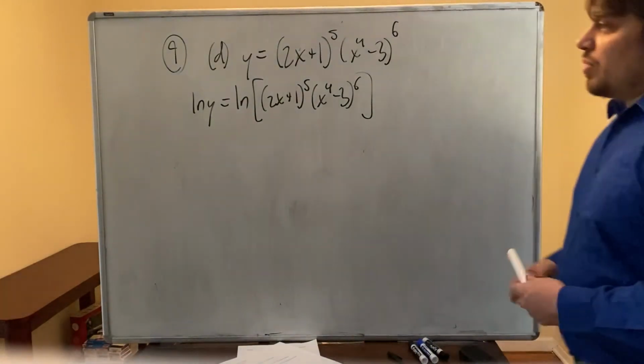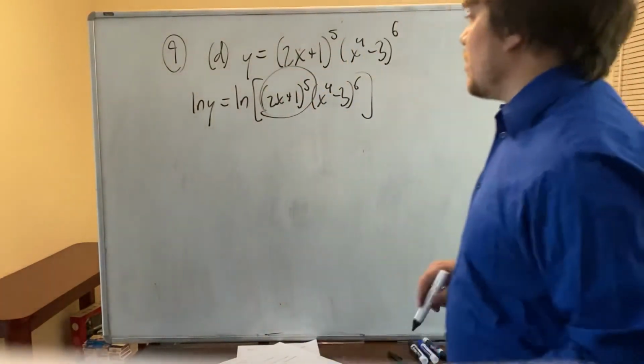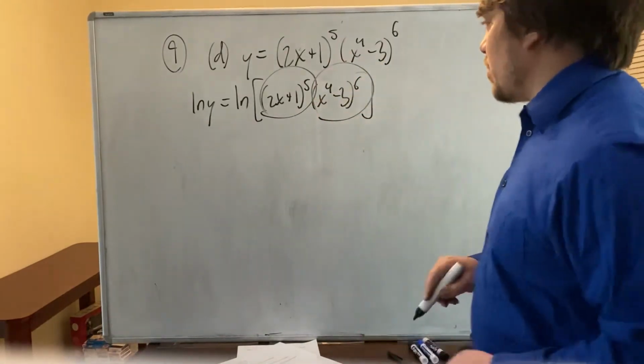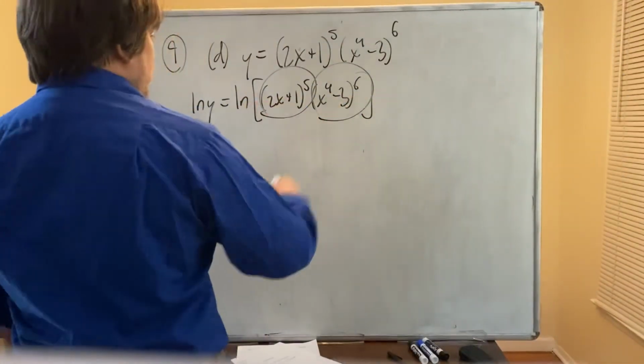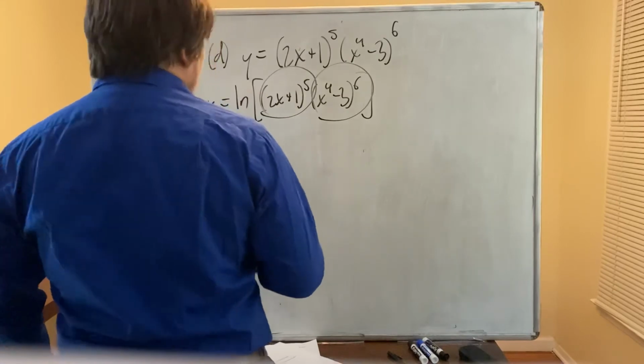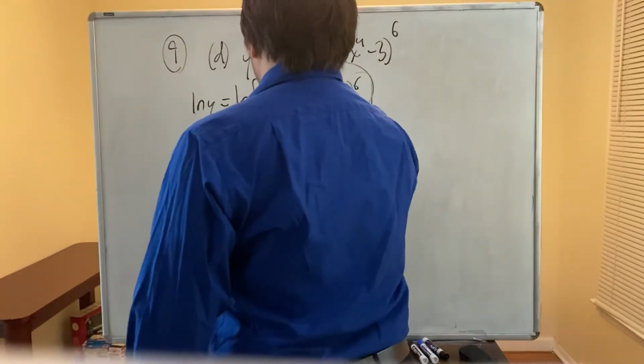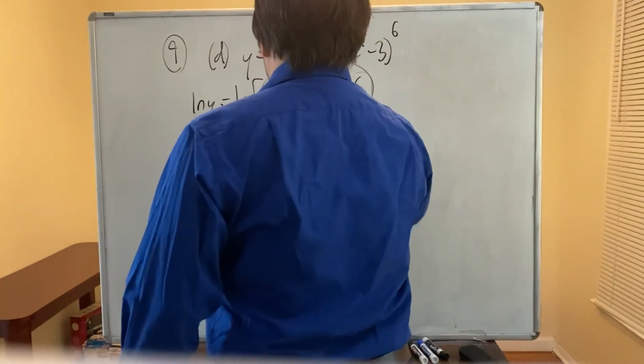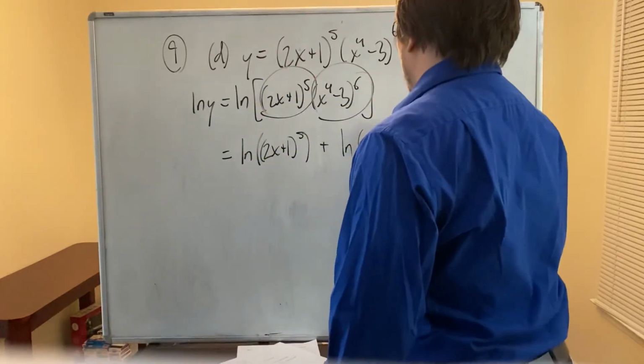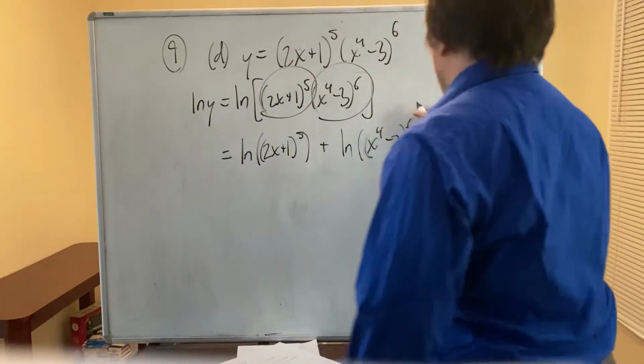Okay, so the first function is 2x plus 1 to the 5th, and the second function is x to the 4th minus 3 to the 6th. And so it's ln of a product of two functions. That's the sum of the ln's of those functions. So ln of 2x plus 1 to the 5th plus ln of x to the 4th minus 3 to the 6th.